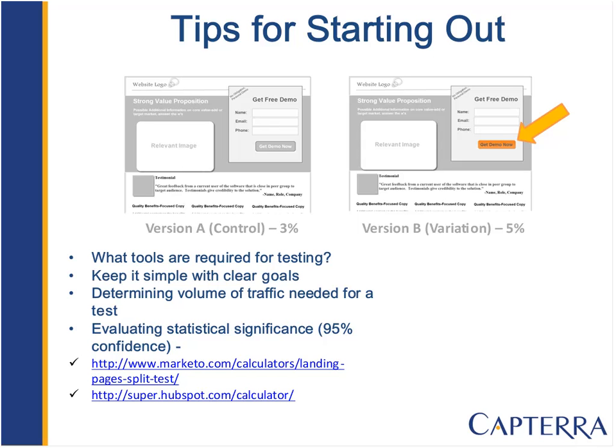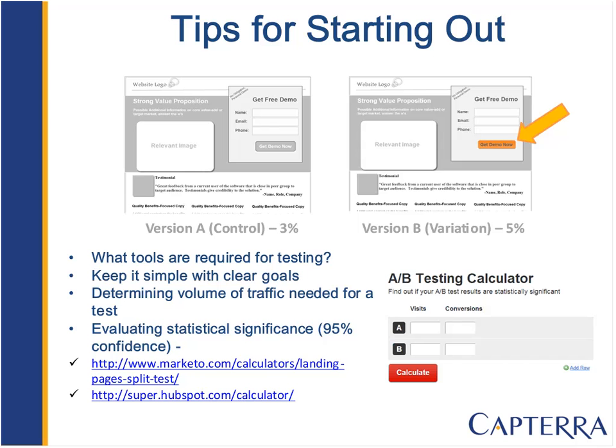The first one is a link to Marketo, that's a marketing automation system, and one of the calculators they have on their website. You can input some numbers and, based on your traffic levels and the number of conversions you're looking to test, they'll tell you how long you need to run that test to get statistical significance. The other great calculator, shown to the right, is on HubSpot's website. This is really simple because you just plug in the number of visits and the number of conversions for your control page, and then for your variation page, that's the B, you put in the number of visits and the number of conversions, and then you click the calculate button and it'll tell you whether or not you've reached statistical significance.